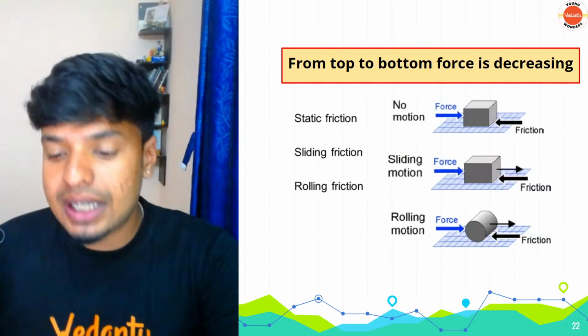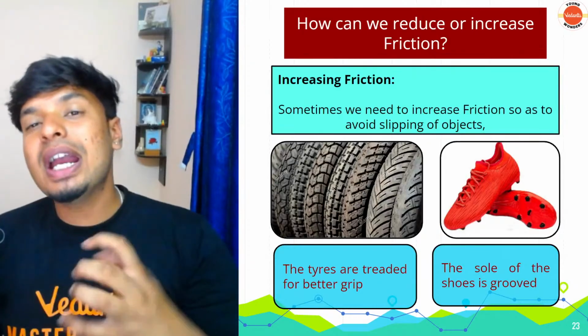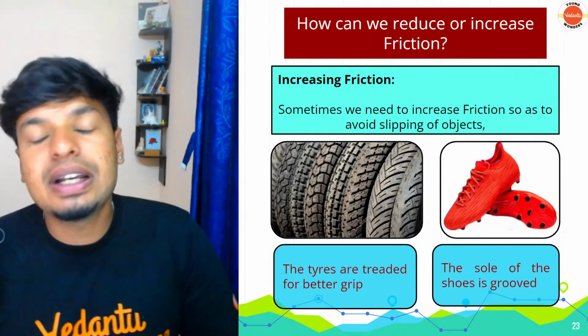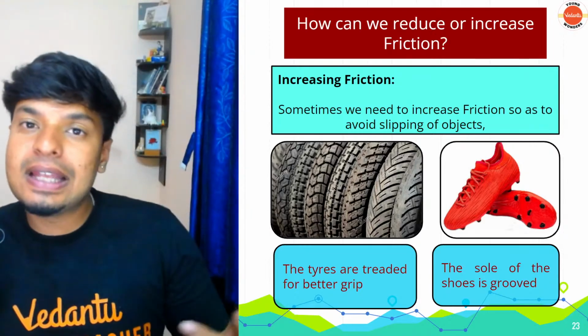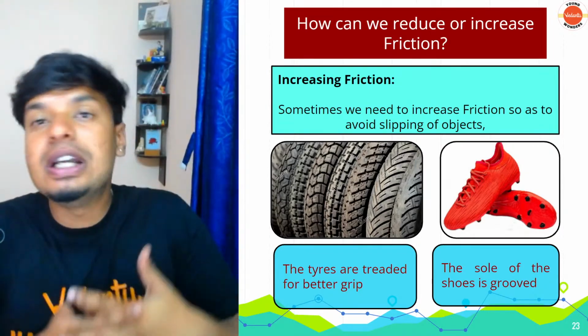We have the VQuiz next. Don't worry. Okay, so how can we increase or reduce friction? By increasing the roughness of the surface. If you increase the roughness of the surface, there would be more irregularities, more interlocking.